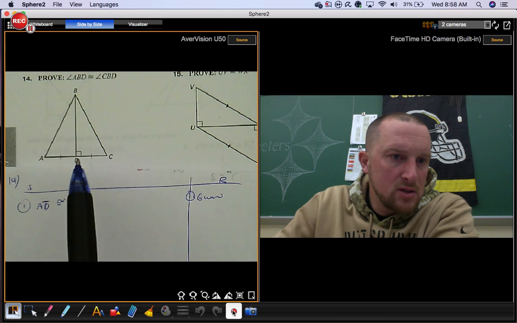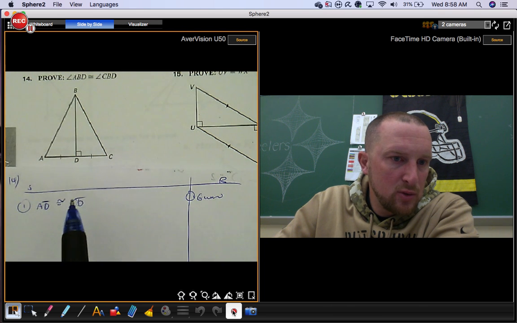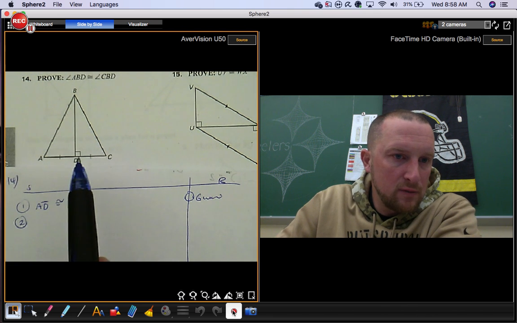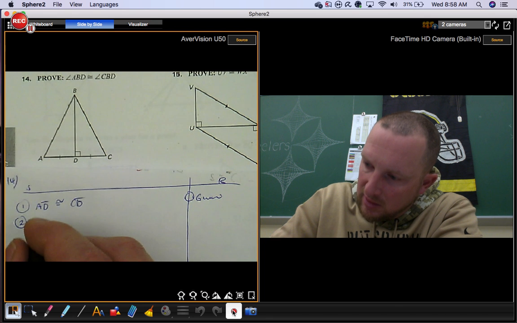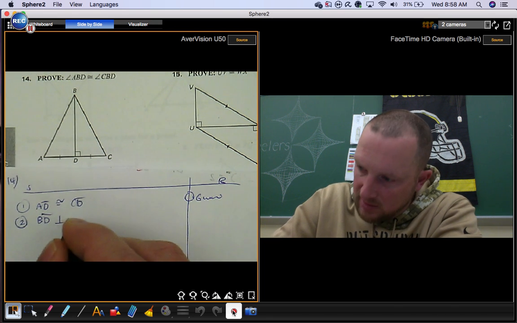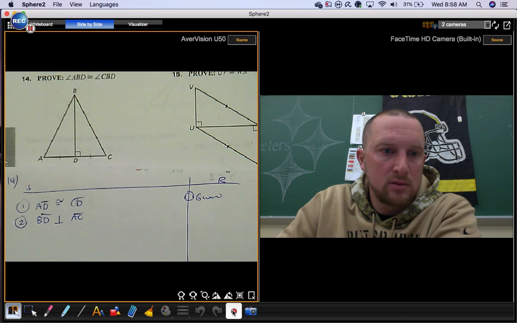Now, there's this that's given as well. If you want to put that on the same line, you can. If you want to put it on a separate line, you can. It's a totally different concept. It's telling you that segment BD is perpendicular to segment AC. That's what they're telling you.